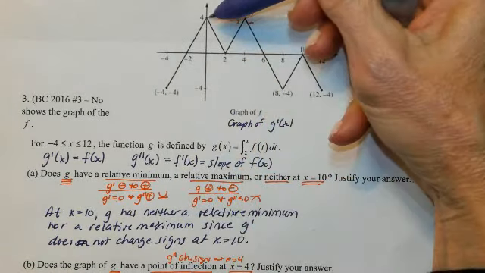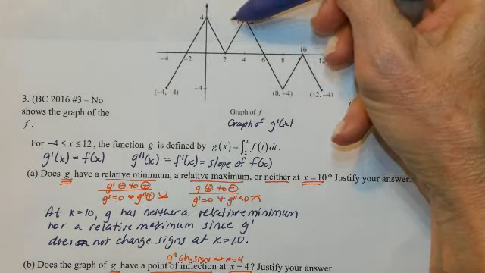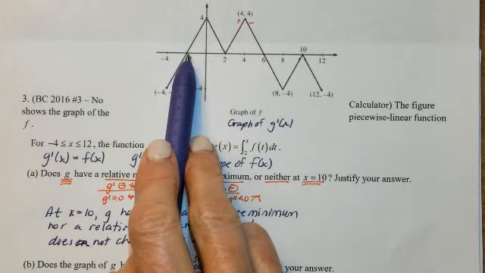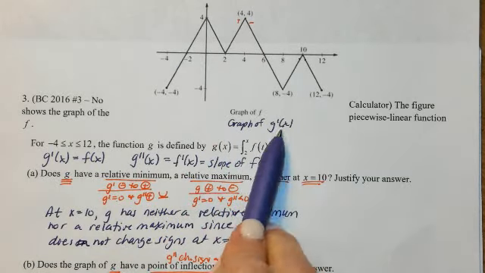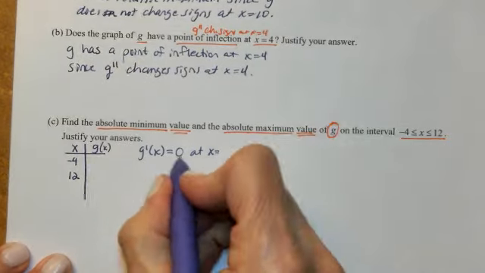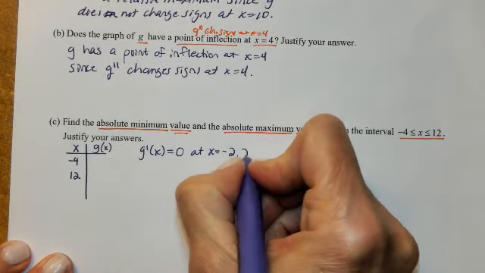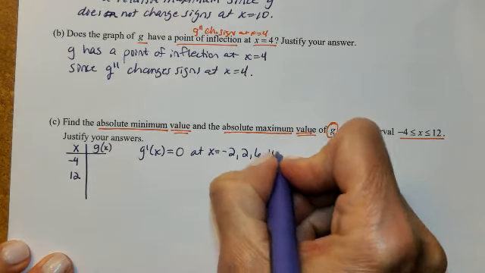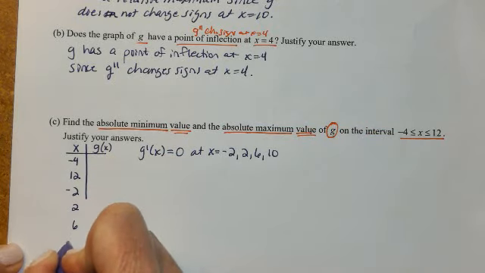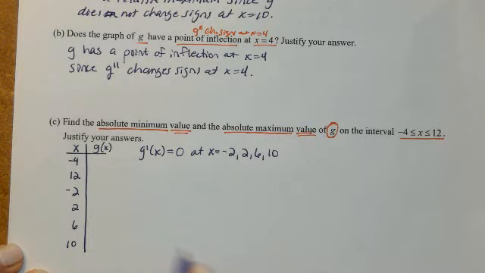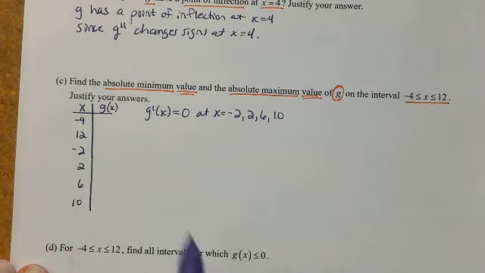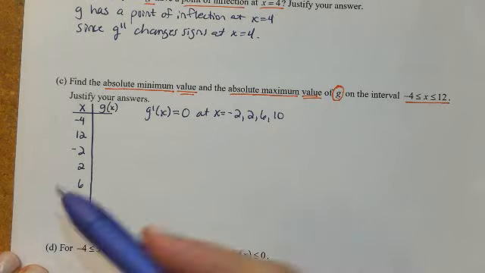A common mistake is for kids to put these values of x as well. Well, that's not where g prime is 0, so you don't need to put those. You only need to put the values of x that make g prime 0. So g prime is 0 at x equals -2, 2, 6, and 10. So I need to add those here. If you wanted to, you could put these in numerical order, starting with our lowest and ending with our highest, but this will work.